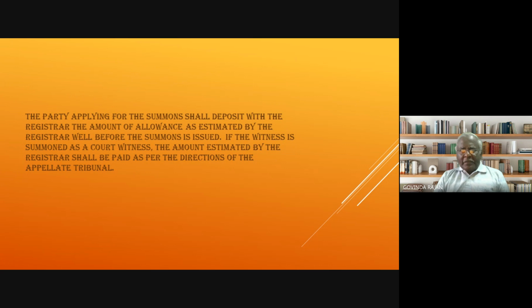For a witness, it may require the tribunal to summon the concerned person, directing him to appear in person before the tribunal. For that purpose, the person who called for evidence should deposit with the registrar the allowances estimated by the registrar before the summons is issued. If a person is asked to come, he is definitely given the conveyance allowance and personal expenditure during the hearing. Such expenditure will be decided by the registrar, and this amount will be paid by the party concerned. Then only the summons will be issued to the concerned person who is required to give witness.